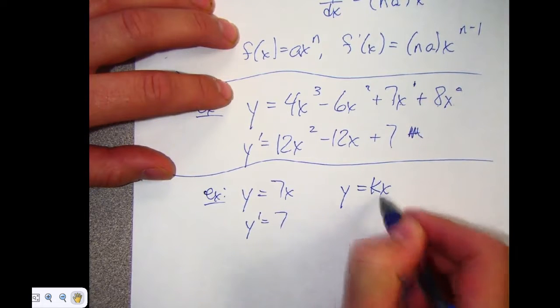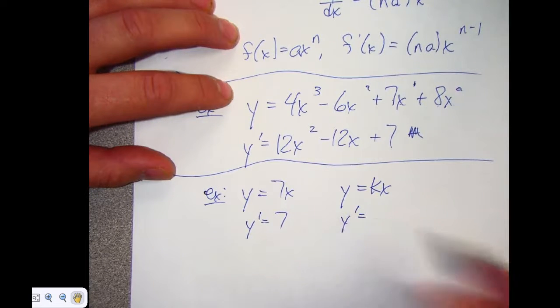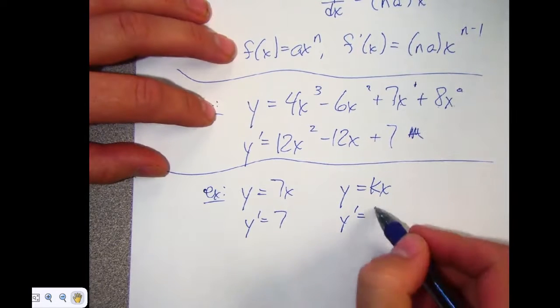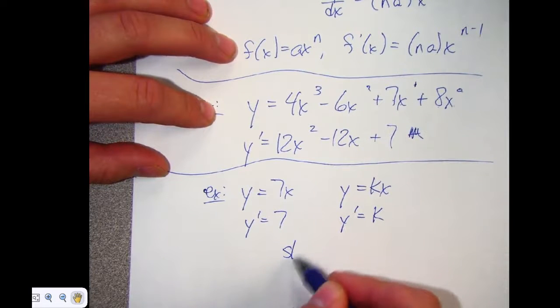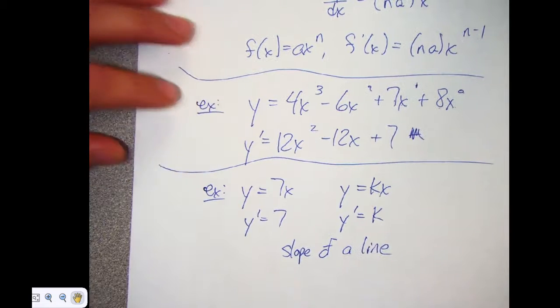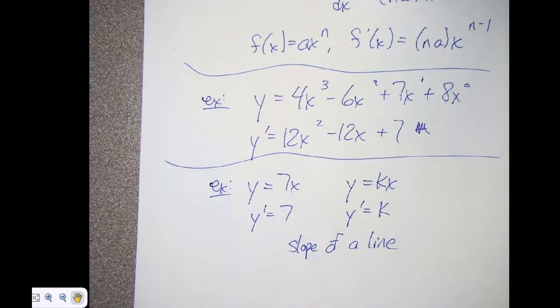So if I give you y equals kx, what's the slope of that? Slash, what's the derivative of that? K. And all that is just the slope of a line. So, okay, y equals mx plus b. What's the slope? M. What's the derivative? M. I mean, they're basically the same question.